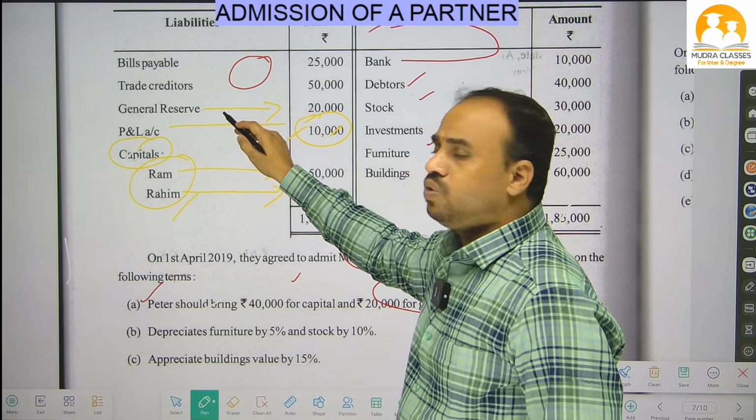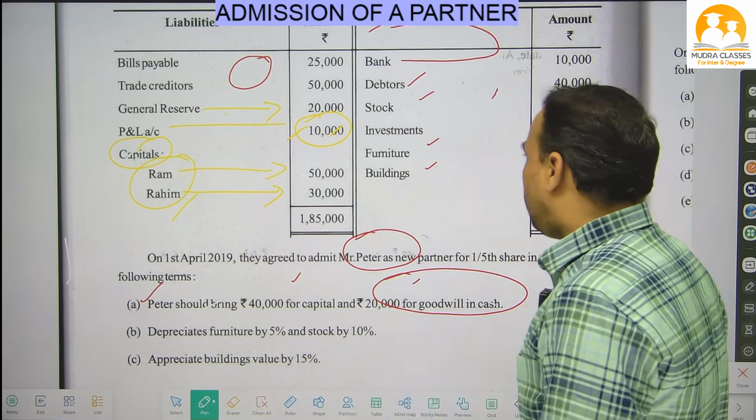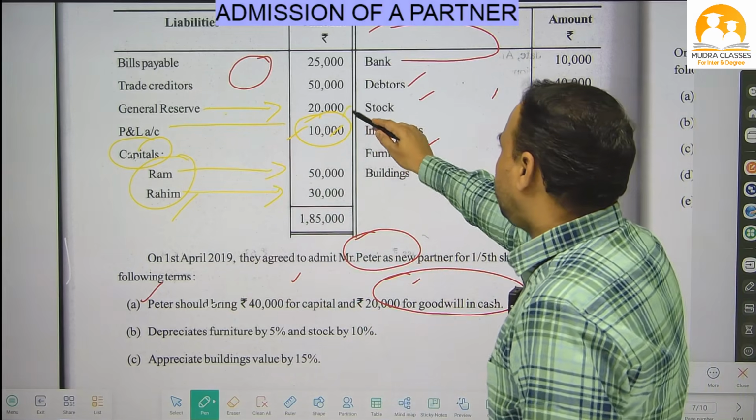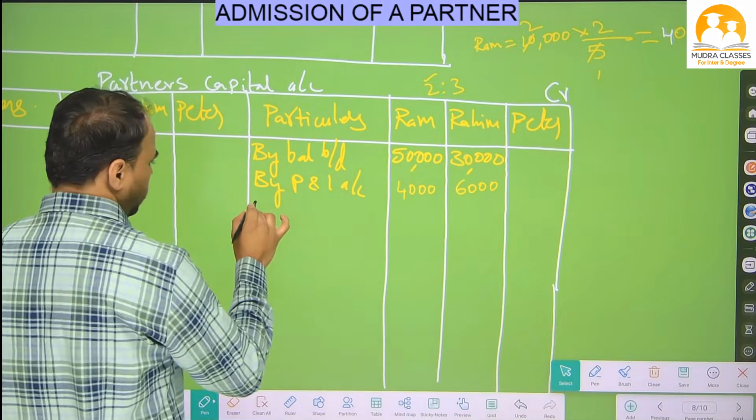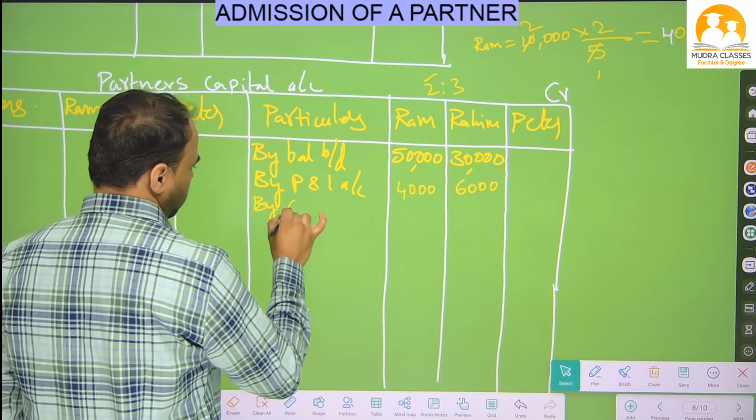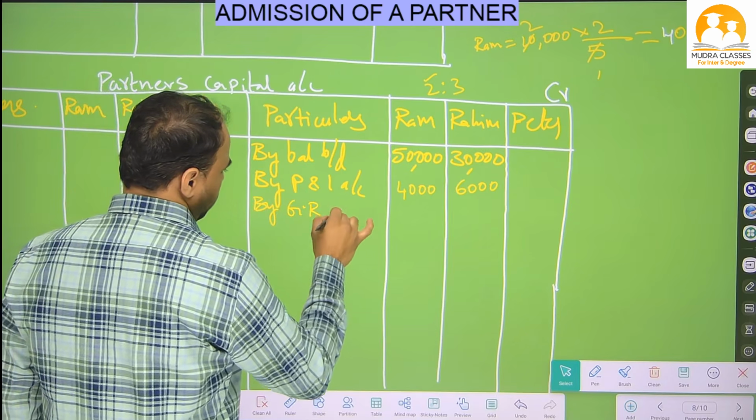In which ratio should we distribute? The old ratio, that is 2:3, already given in the question. So 20,000 now we have to distribute to partners' capital accounts, credit side, by general reserve account.